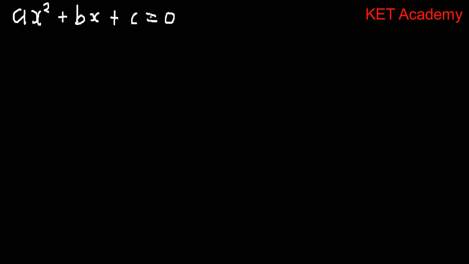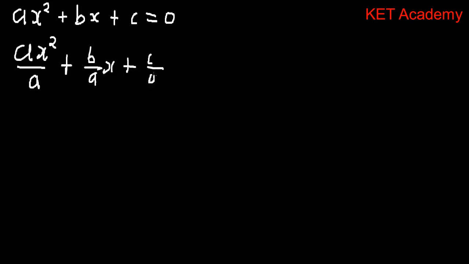To derive the quadratic equation, there are two things we need to have in mind. The first thing is that the coefficient of x squared should be unity. By unity, I mean that the coefficient of x squared should be 1, and the constant term should be on the right hand side. So we are going to start by dividing all through by a. So we are going to have ax squared divided by a plus b divided by a x plus c divided by a equal to 0. It's 0 because 0 divided by any number will give us 0.